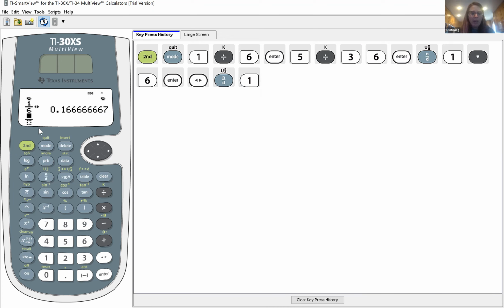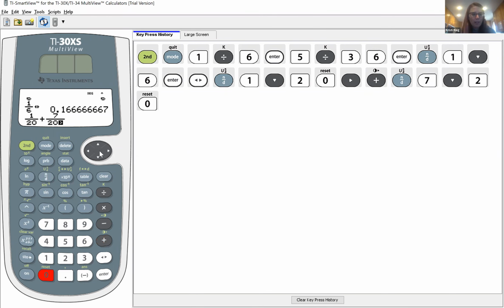So I'm going to hit 1 over 20. And then if I hit plus, see how it's flashing in the denominator? I don't want to hit plus. So I'm going to hit over plus. And now I'm going to do my fraction again. 7/20. Hit the over button again to get out of the denominator. And the last one was, oops, get my plus.